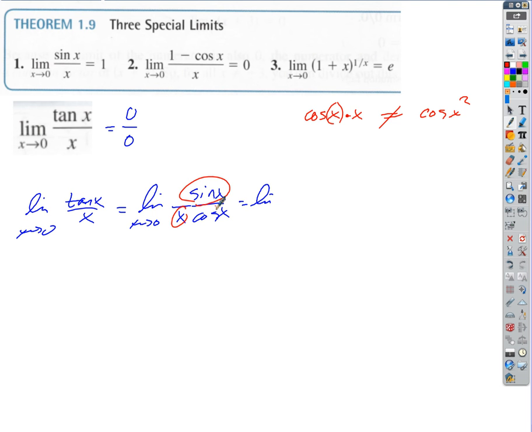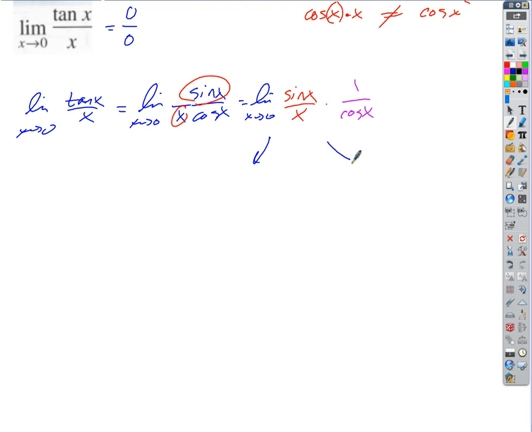So I've got the limit of sine over x times 1 over cosine x as x approaches 0. So technically, what I'm really doing here then is I'm just going to split this up into separate limits. We have a property of limits that says if I have the limit of f of x times g of x as x approaches something, I can write that as the limit of f of x times the limit of g of x separately, right? We can just split those up.